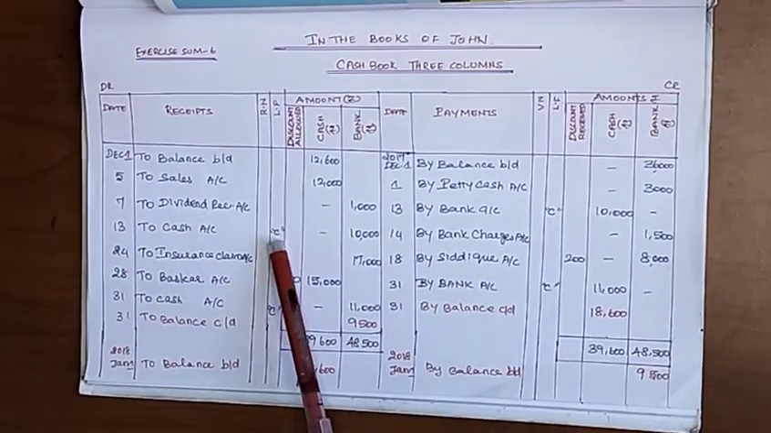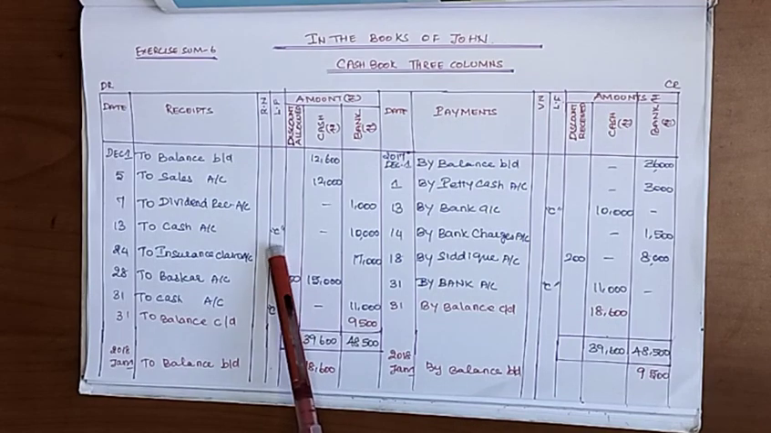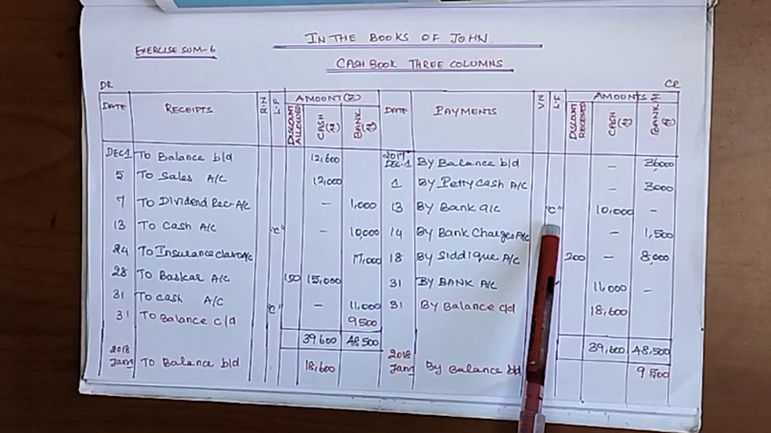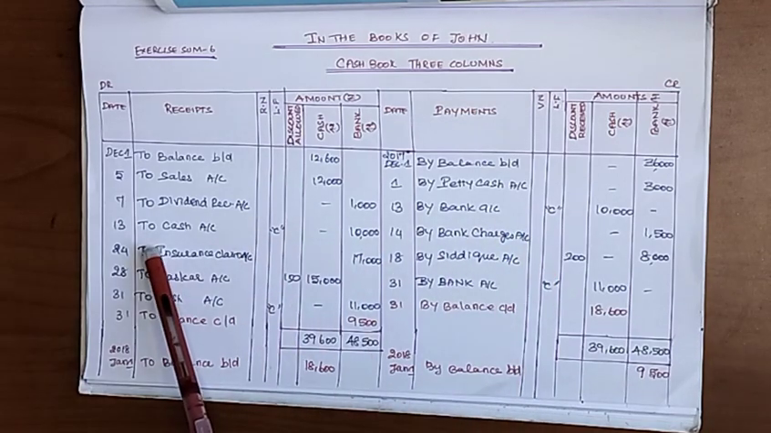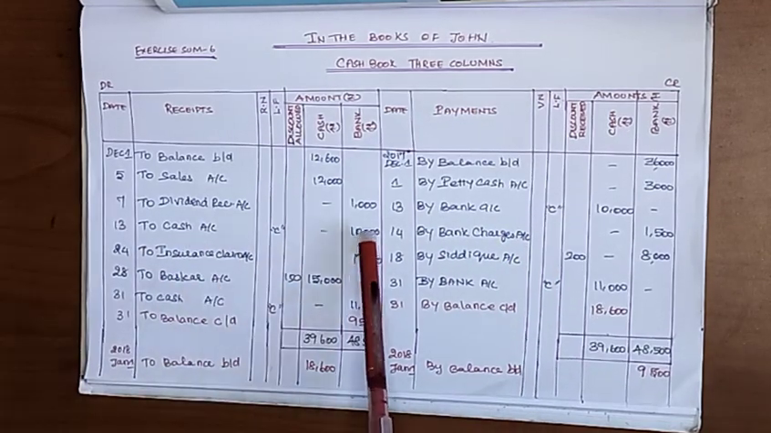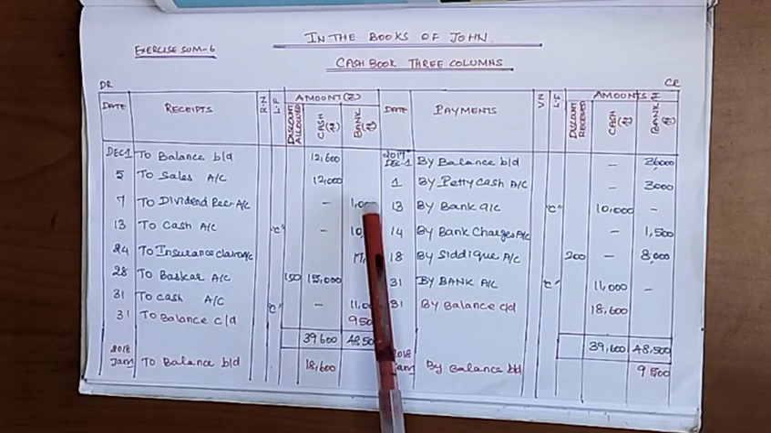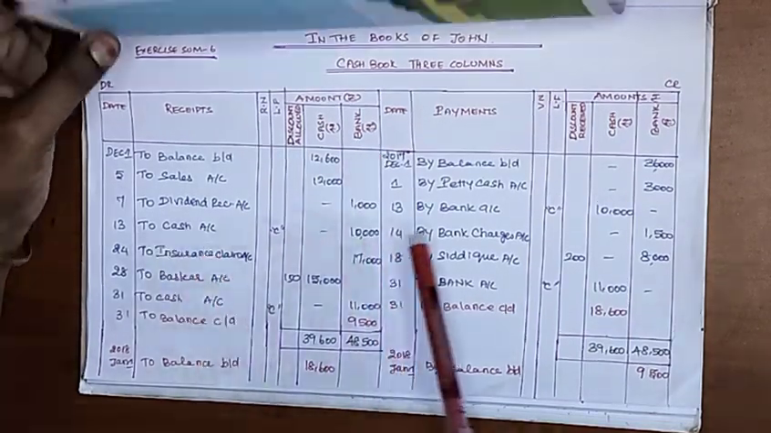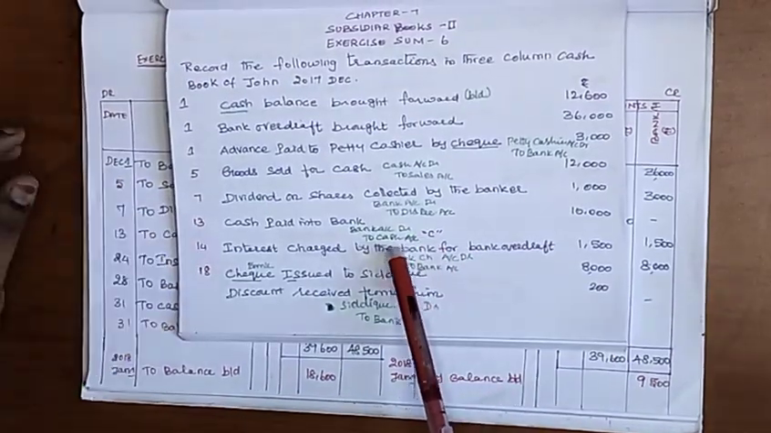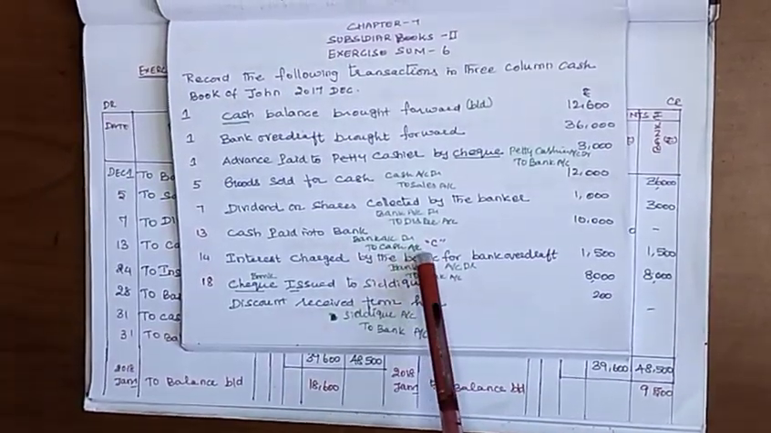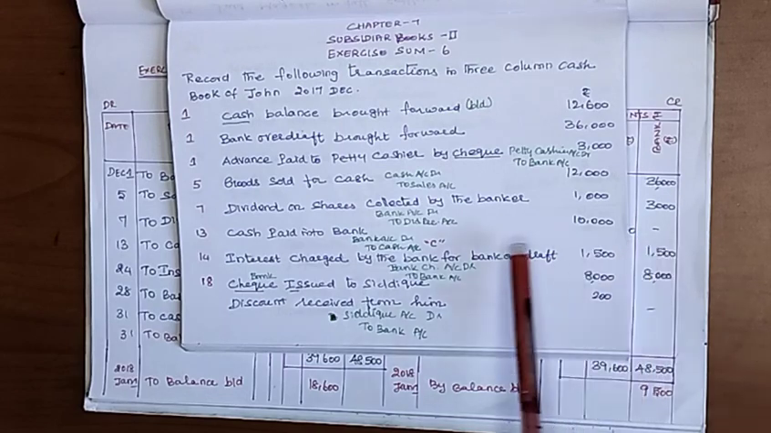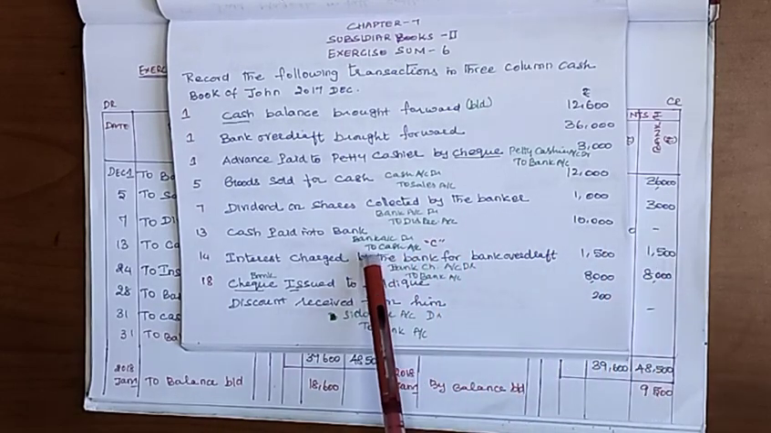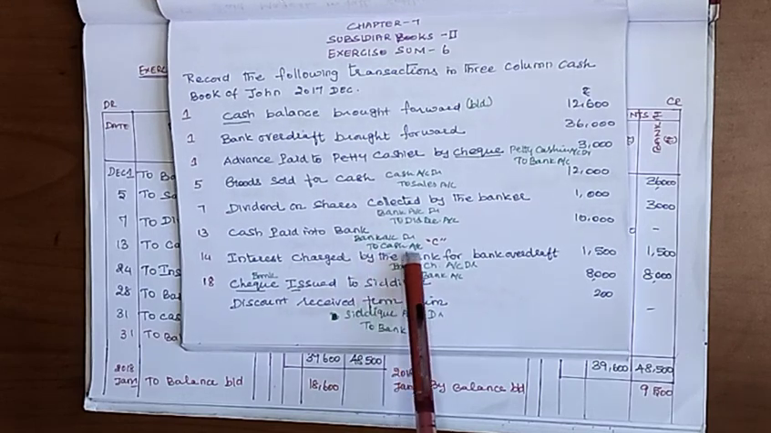This is the contra entry. You have to write the alphabet letter C on the LF column on both sides. So to cash account, 10,000 rupees we entered on the debtor side, bank column. Then we have to enter the second account on the contra side, which means the opposite side. What is the opposite side? Credit side. So the next account is to cash account.